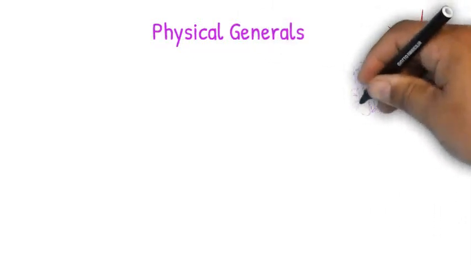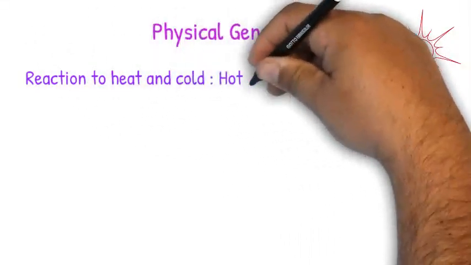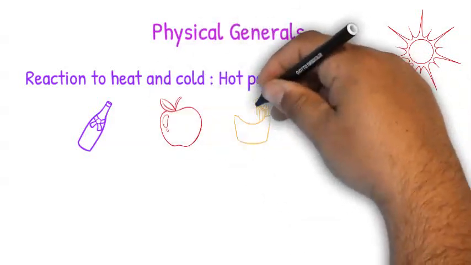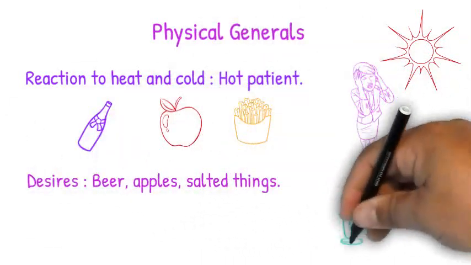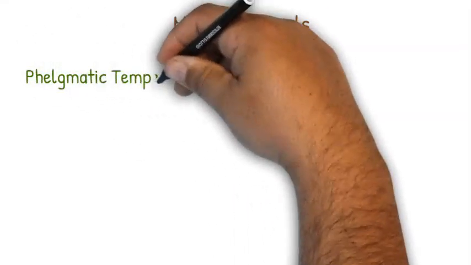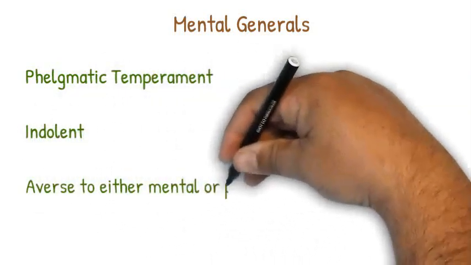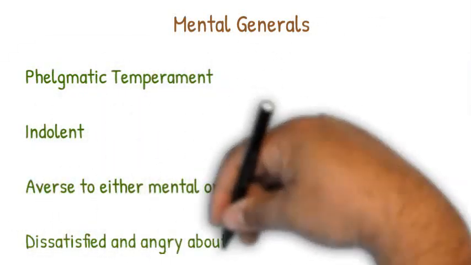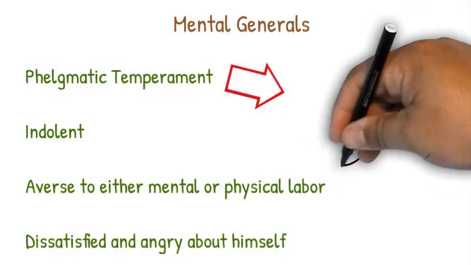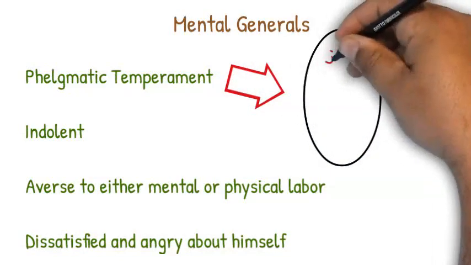And coming to physical generals, the reaction to heat and cold, or thermal state, of the patient is a hot patient. Coming to desires, the patient desires beer, apples and salted things, and the patient will be thirsty. Coming to mental generals, the patient will be of phlegmatic temperament. As we know, there are 4 temperaments: sanguine, choleric, phlegmatic and melancholic. Here we will get the patient of phlegmatic temperament. That means the characters of slow, mild and peaceful disposition.